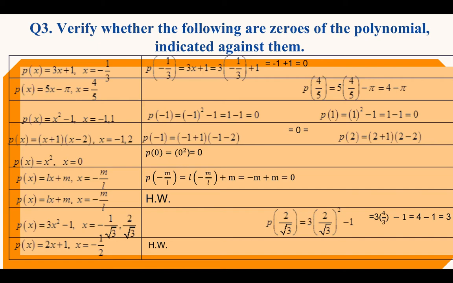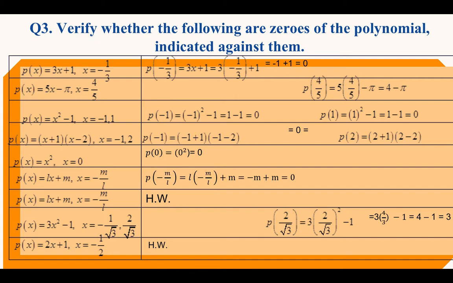The first polynomial given is p(x) is equal to 3x plus 1. Now we have to check whether x is equal to minus 1 by 3 is a zero. So this is the value at which we have to check whether the given polynomial 3x plus 1 is 0 or not. So what we will do is substitute the value of x as minus 1 by 3. I will write p(minus 1 by 3) equals 3 times minus 1 by 3, plus 1. On solving this, 3 and 3 cancel out, and I am left with only minus 1. So minus 1 plus 1 is equal to 0.